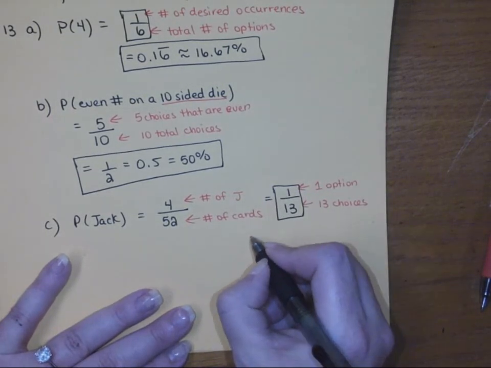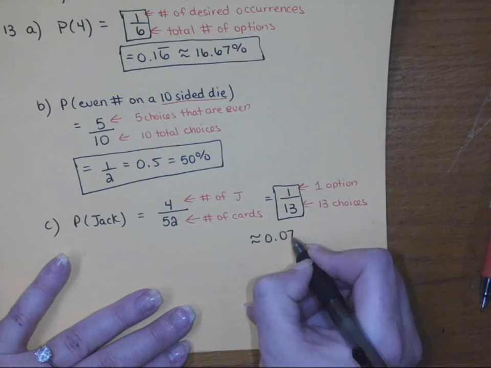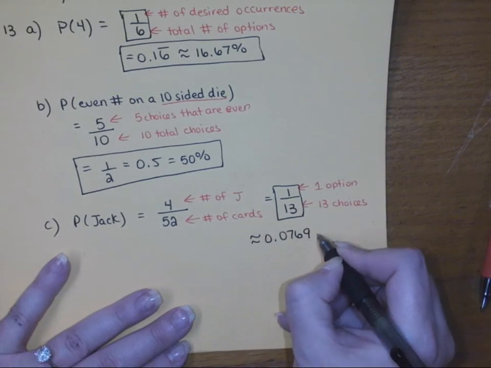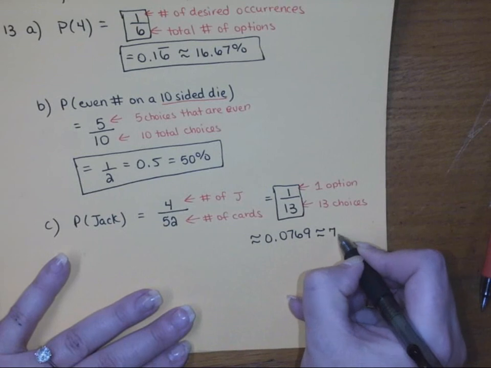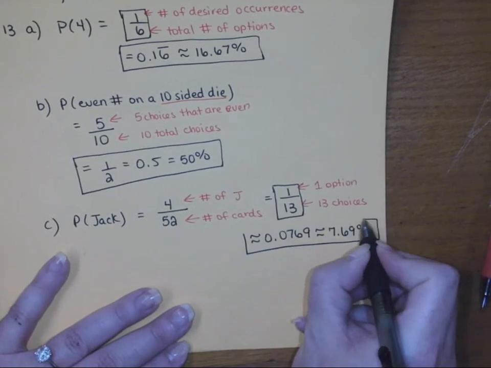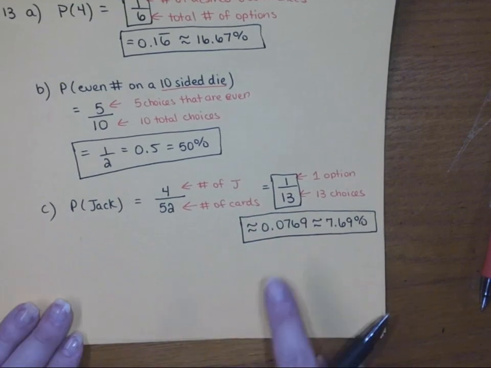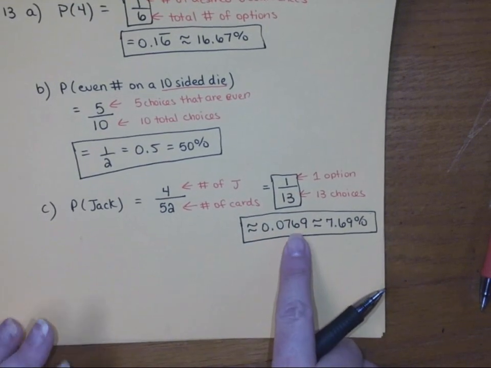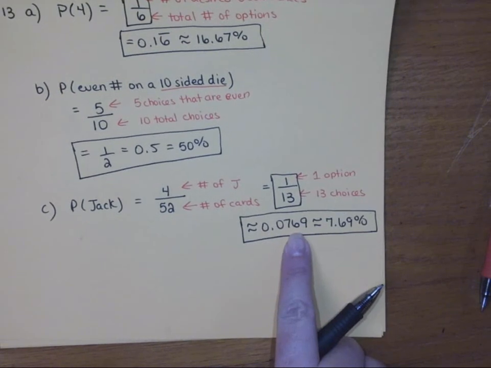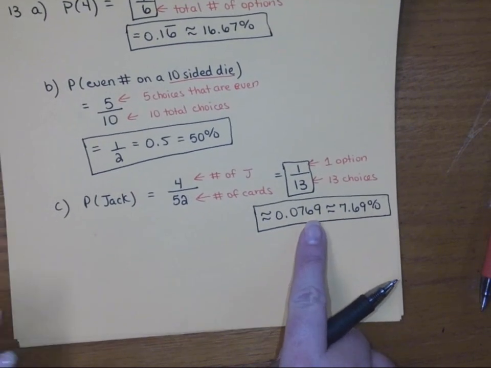So if I asked for a decimal, you might have this, which is about 7.69%. I usually request 2 decimal places for the percentage, which means that I'll need to write 4 decimal places for the decimal, so that when I move it twice, I still have 2 in the percentage form.